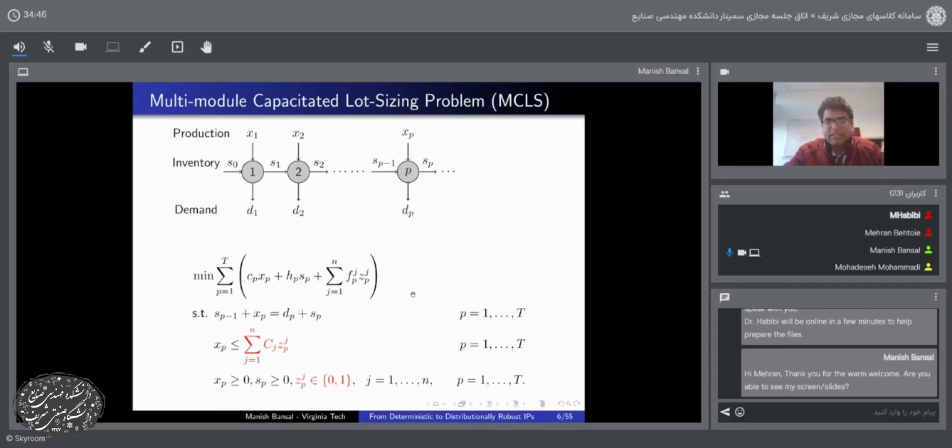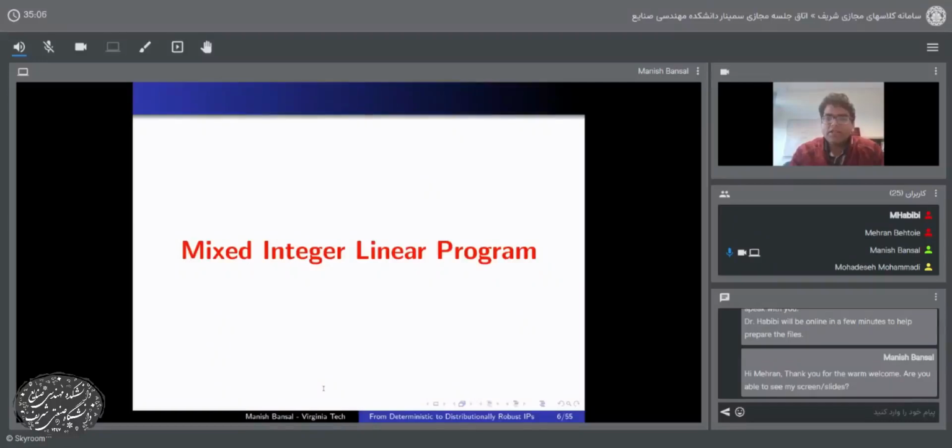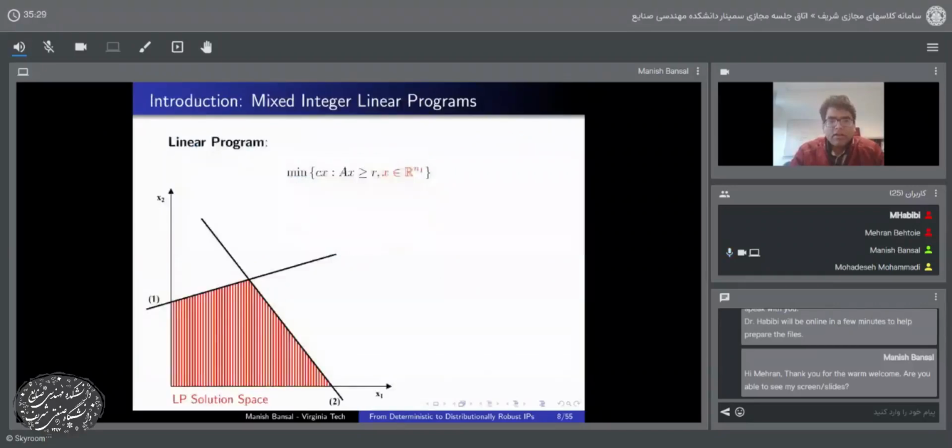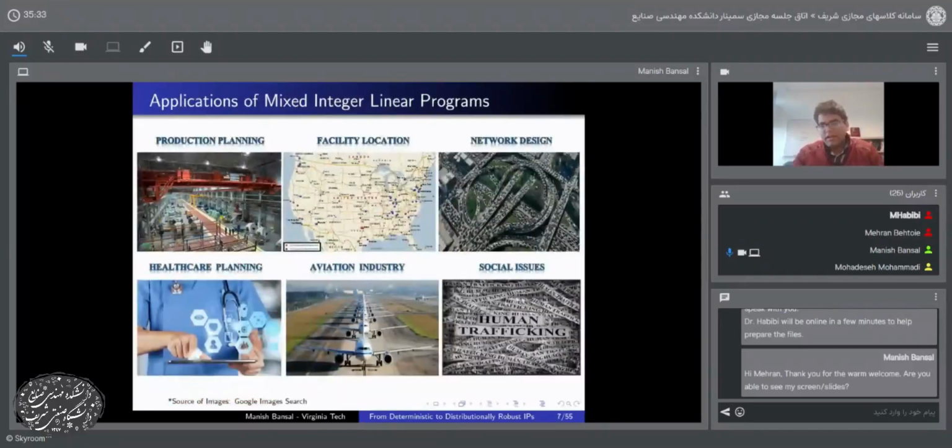So essentially, this is just an example of a mixed integer program where you're minimizing a linear function subject to some linear constraints, and some of the variables are continuous and some variables are integer or binary in this case. So binary is a special case here. This class of problem is referred to as mixed integer linear programs. Varieties of problems ranging from production planning, facility location, network design, healthcare planning, even the aviation industry, and also social issues, are being formulated as mixed integer linear programs. So this is all about the basic definition.